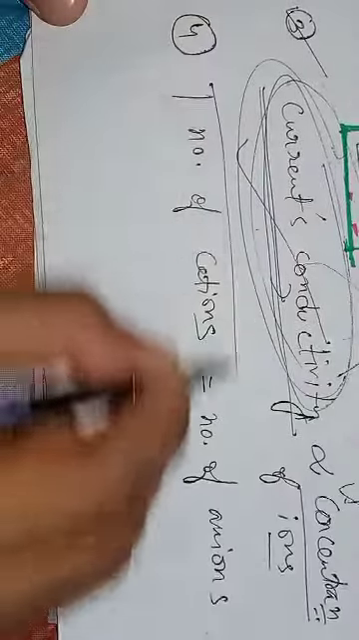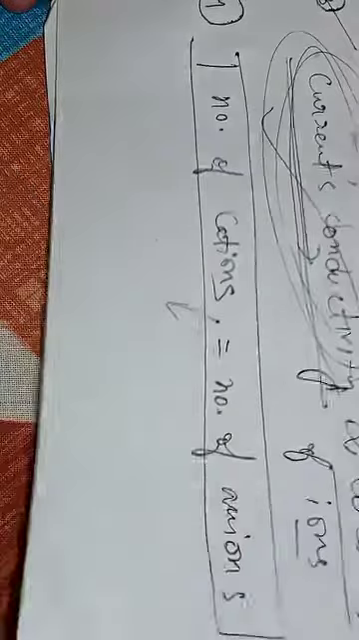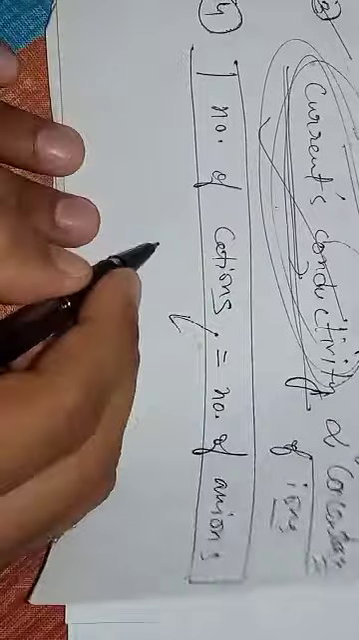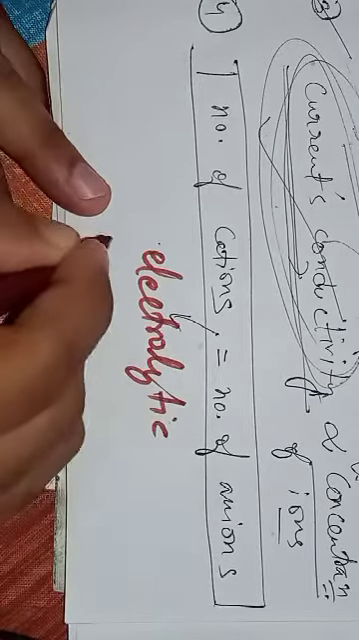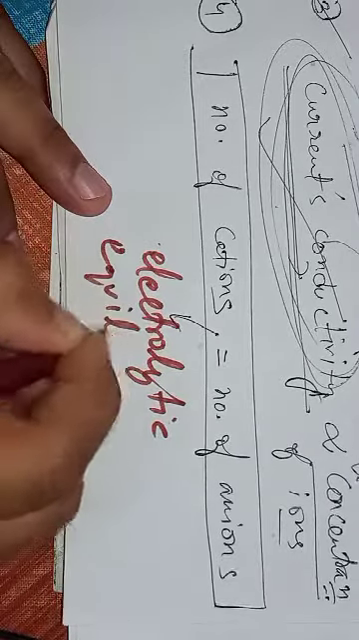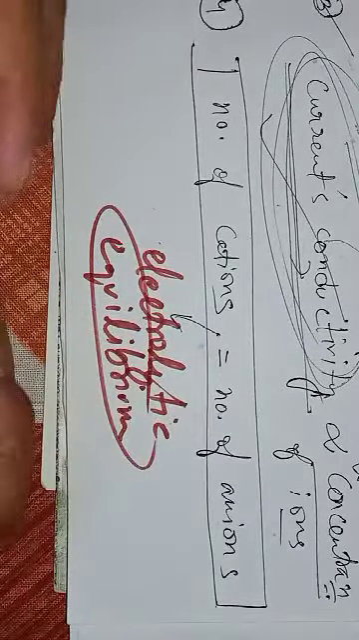So when an electrolyte gets dissociated, there is always an equilibrium. That is known as the electrolytic equilibrium. Equilibrium means balance. So the number of cations, the positively charged ions, equals the number of anions, the negatively charged ions. This is what electrolytic equilibrium means.